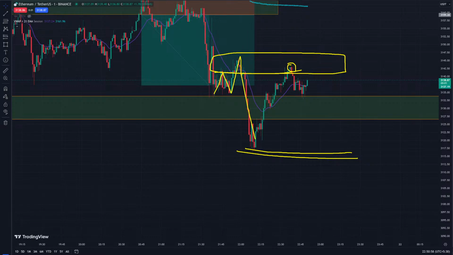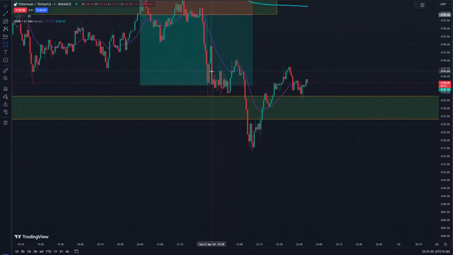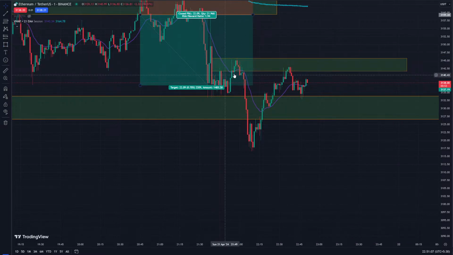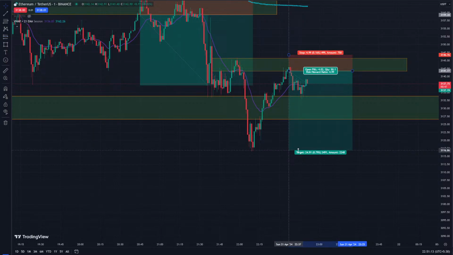So if we draw a box right here, price has touched here, so we could have taken a trade right here at this point. This will be our SL, and we could have taken a trade till here. It will be 1 is to 5.